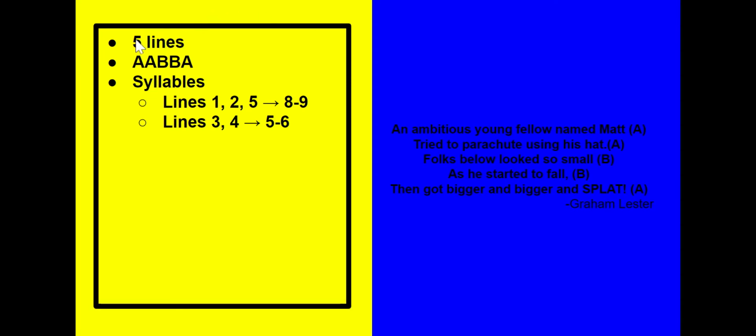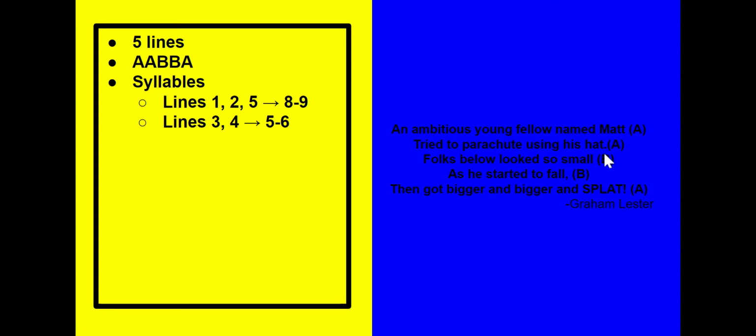So the first rule is it's 5 lines. So you will see 1, 2, 3, 4, 5. This one is 5 lines long. And then it follows an AABBA rhyme scheme. What that means is these 3 lines all rhyme, and these 2 rhyme.